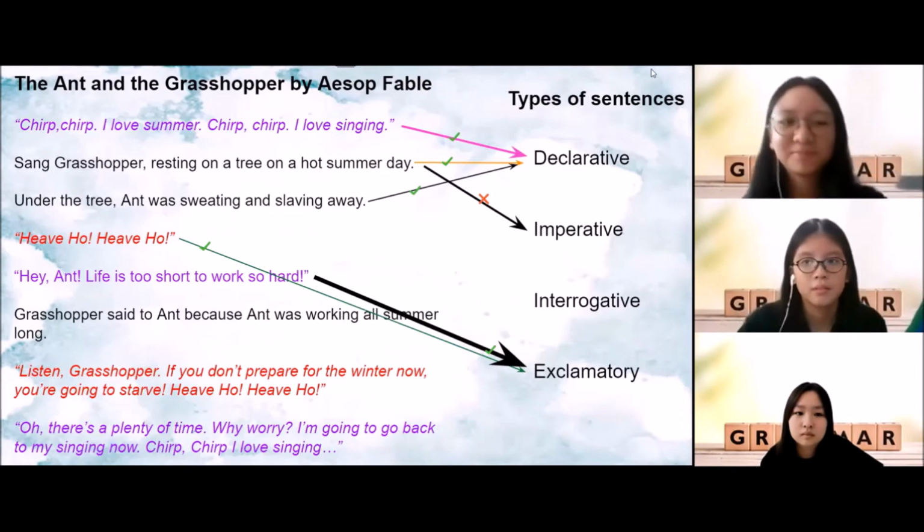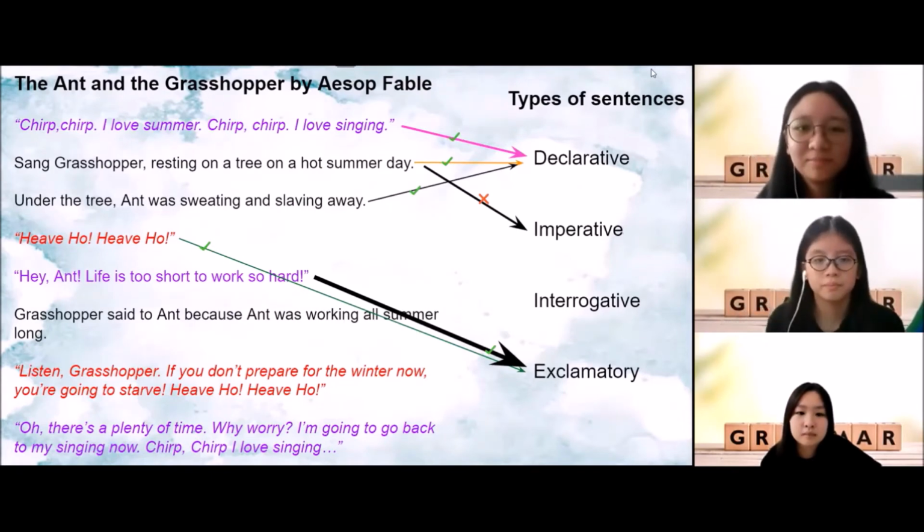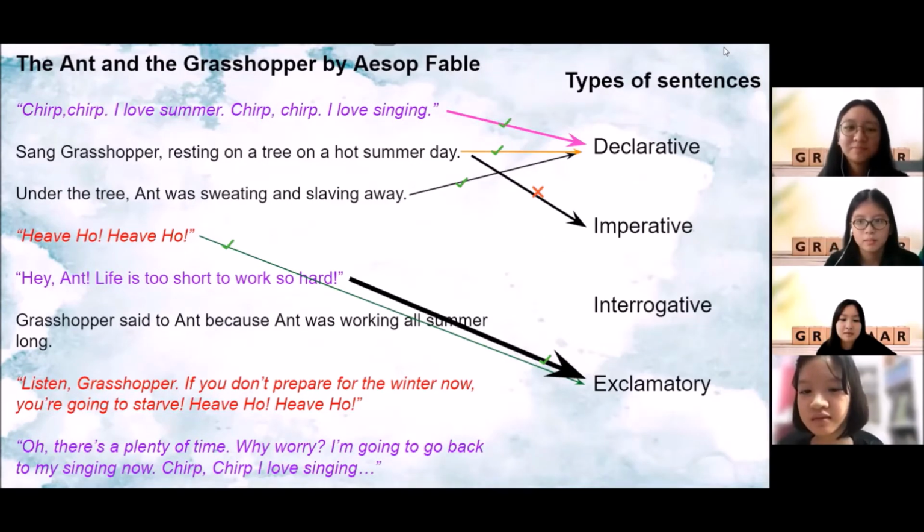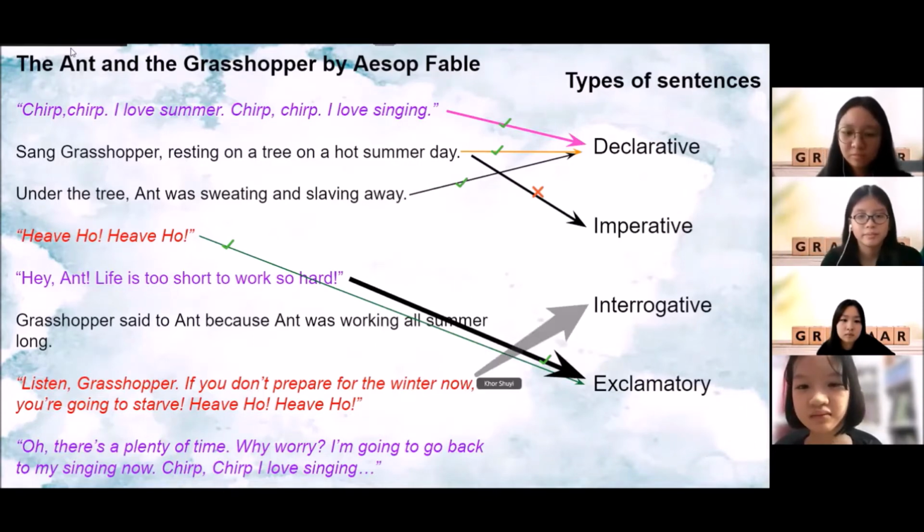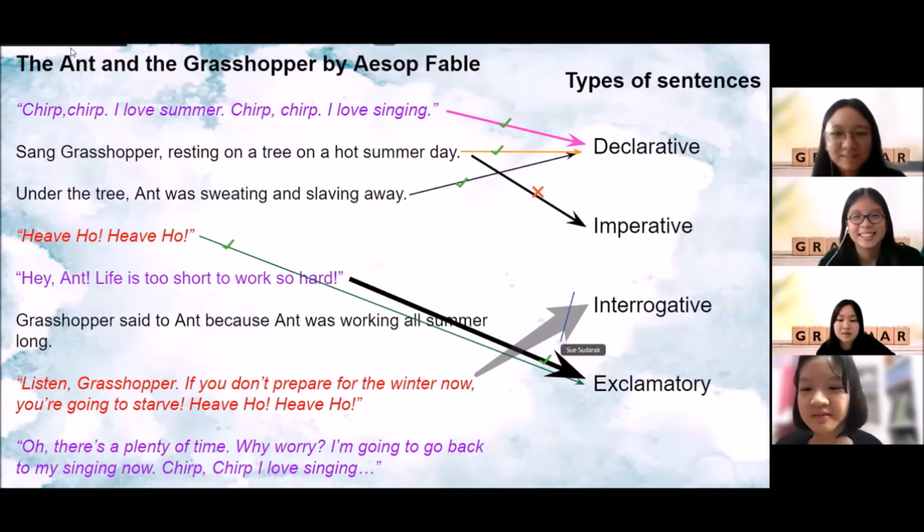You wanna try, Shui? Listen, yes. Grasshopper. If you don't prepare for the winter now, you are going to starve. Heave ho, heave ho. What do you think? Listen, interrogative. Imperative. No, what is interrogative. Interrogative. Why? She said interrogative. Game master, what do you think? It is wrong too. Incorrect.